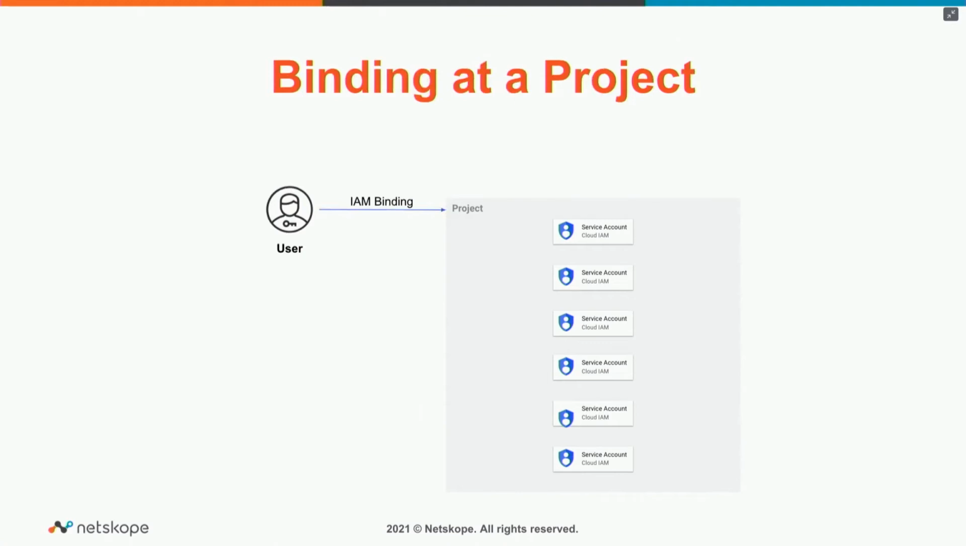However, if I do the same thing and just do the binding at the project level, now this user can see and act as any service account in this project. That means additional service accounts that are created in the future will also inherit that binding. And now this user has all these different accounts that he can act as in the environment.